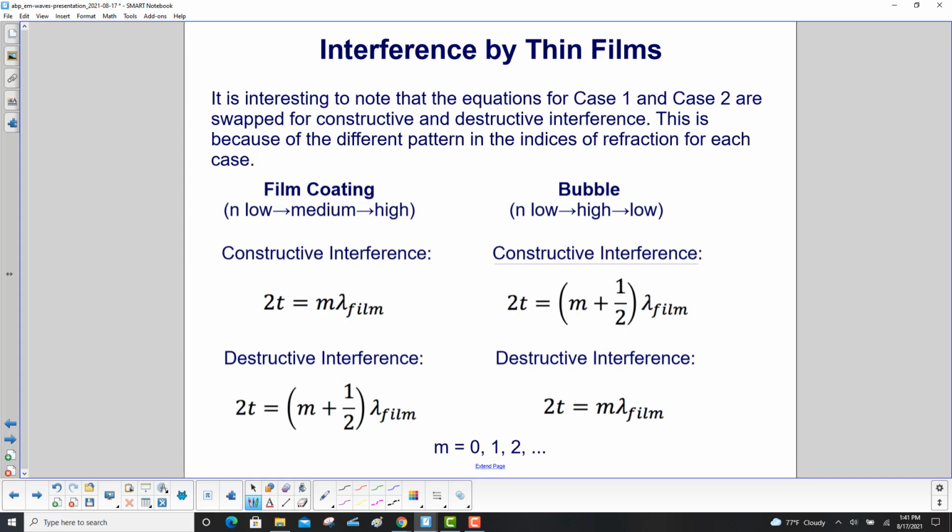It's interesting to note, well, at least it was to me, that the equations for case 1 and case 2 are swapped for constructive and destructive interference. This is because of the different pattern in the indices of refraction for each case. With the film, n went from low to medium to high. For the bubble, low to high to low. And here are our equations: constructive interference for film coating, constructive for the bubble, destructive for film, destructive for bubble, and m ranges from 0, 1, 2, 3, etc.